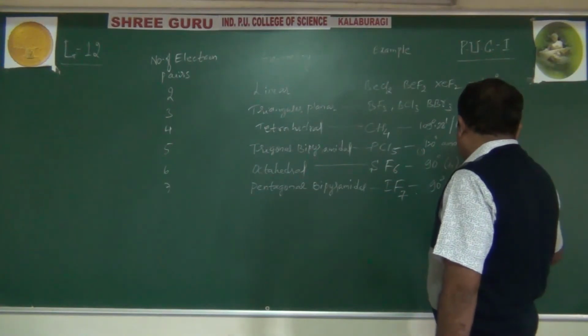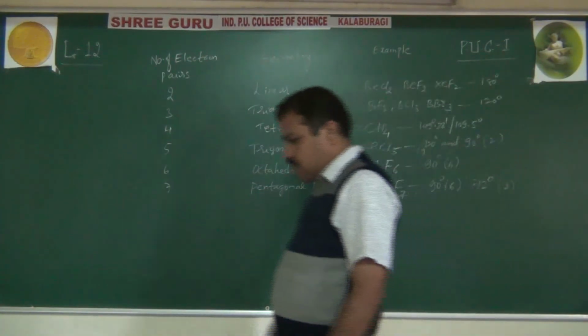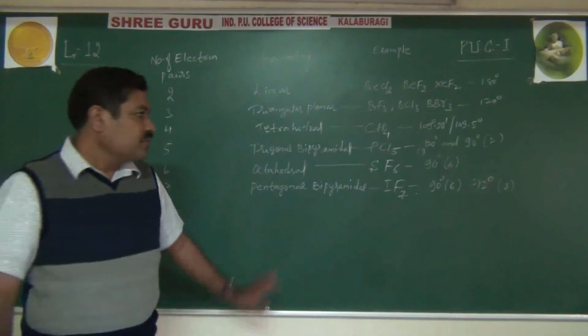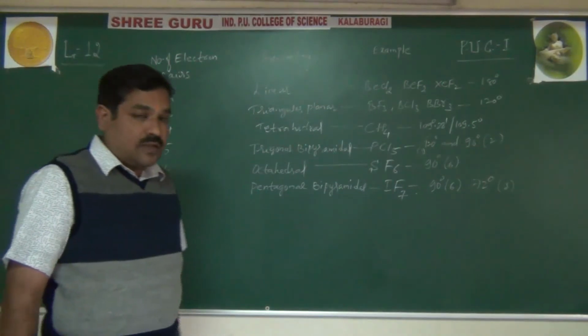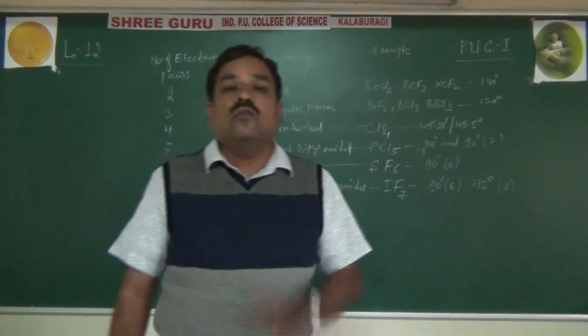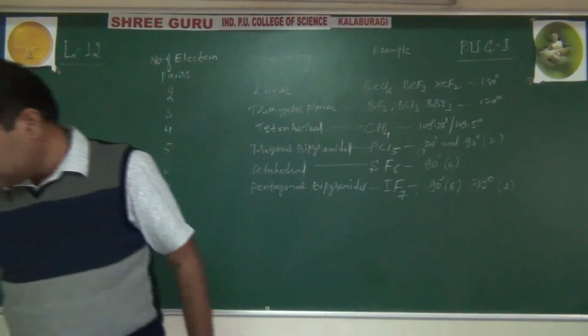72, that is the 7th one. Just try to remember this table. This is the fixed one. They are all bonding pairs. See, I am telling you about what happens if they are all bonding pairs of electrons.